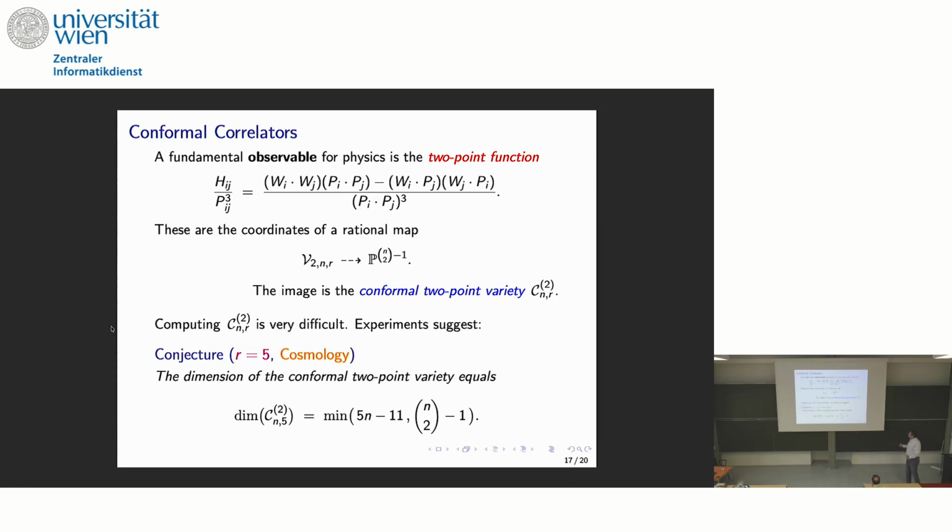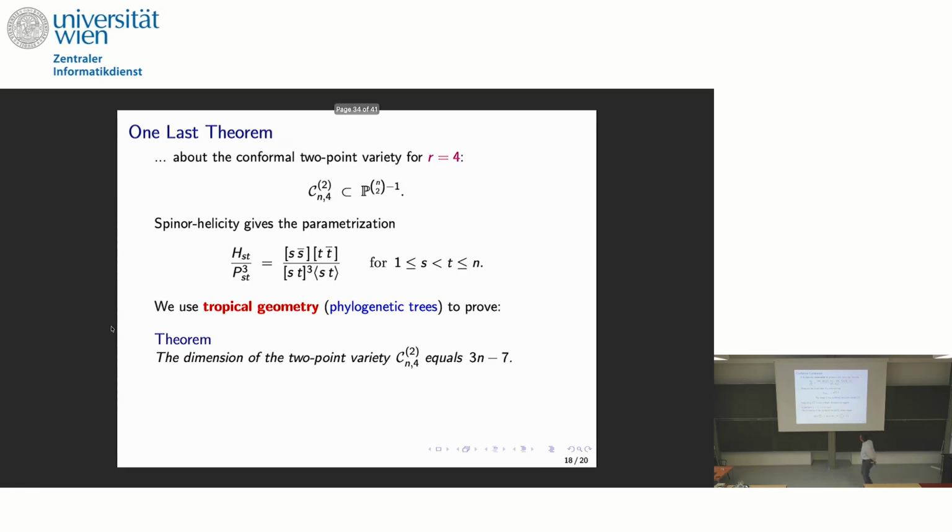Funny minimum. And so if n is large, then this is usually 5n minus 11, unless n is very small. This just says I had counting parameters, but then, of course, I always bound it above by the ambient space. Okay, so that's good. Okay, so now comes my favorite slides.